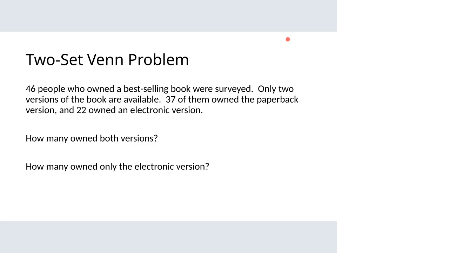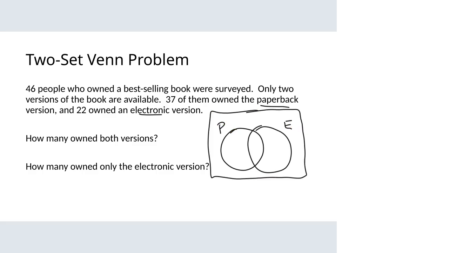Okay, I got it. Venn diagram question. There's a paperback and there's an electronic. So I need 2 circles. Paperback, electronic. There's my diagram. Okay, when I fill in the Venn diagram, I start in the overlap. So I go through here and I'm looking for the people who own both. The first question is how many own both? I wasn't told how many own both. I'm not sure what to put here.